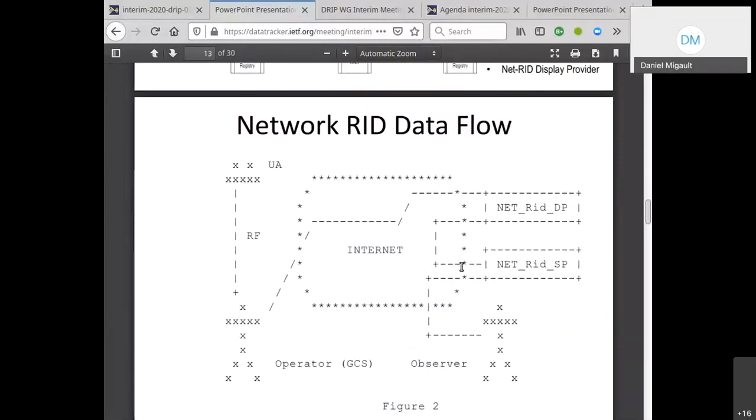Okay, this is one of the pieces of ASCII art that Andre provided. It just shows that the network RID data flow may or may not start with the unmanned aircraft, although there is definitely information flow back and forth between the unmanned aircraft and its operator. But then basically network RID starts with the operator's ground control station, flows through the internet to the network RID. Oops, got to make a correction here. It flows from the operator to the service provider, from the service provider to the display provider, from the display provider to the observer. So I just got to change DP and SP. I got to flip those labels. Next slide.